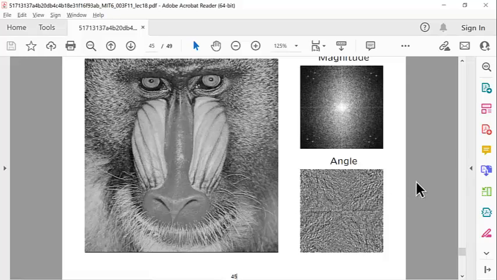There's a lot to discover and explore with Fourier transforms. It gives you a different window on the world.